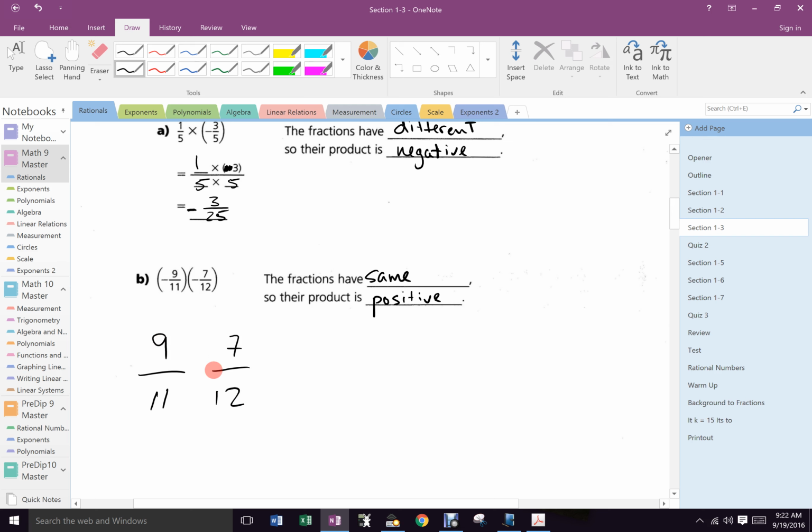Do 9 and 12 work together? With what number, TJ? 3. How many 3s fit into 9? 3. How many 3s fit into 12? 4. Do 7 and 11 work together anywhere except the store?